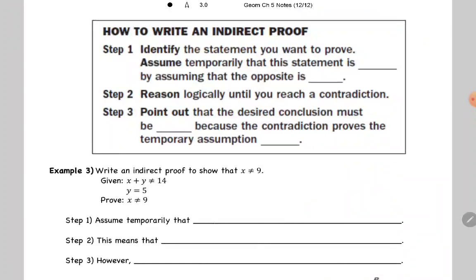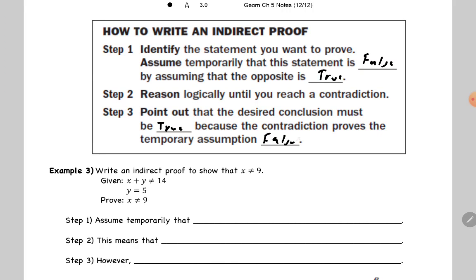How to write an indirect proof. So you might like these. Identify the statement you want to prove. Assume temporarily that the statement is false by assuming that the opposite is true, and then reason logically until you reach a contradiction. Point out that the desired conclusion must be true because the contradiction proves the temporary assumption false.